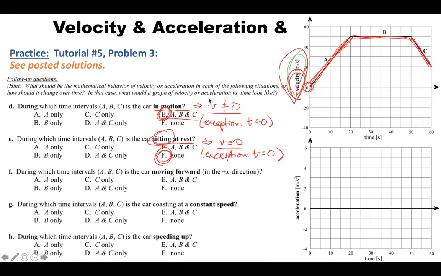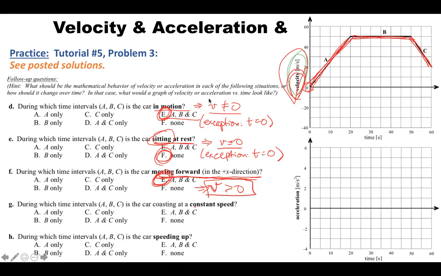All right, during which of the time intervals is the car moving forward? What would that mean algebraically for the velocity? Well, moving in the positive direction means that the car's position is becoming more positive over time. So that would mean the velocity needs to be greater than zero, because remember, velocity is the rate of change of position. So during which time intervals does that occur? It looks like the velocity is greater than zero during all three of the time intervals, again ignoring the instant at the very start when the car was momentarily at rest.